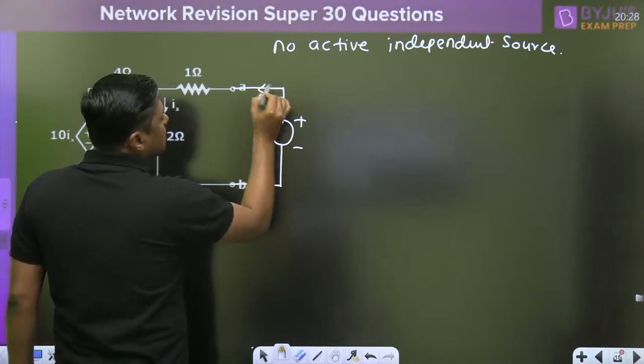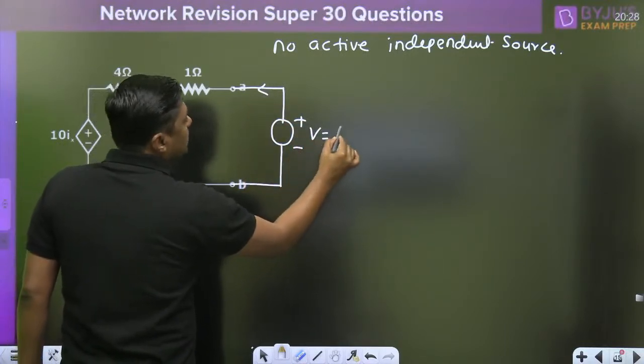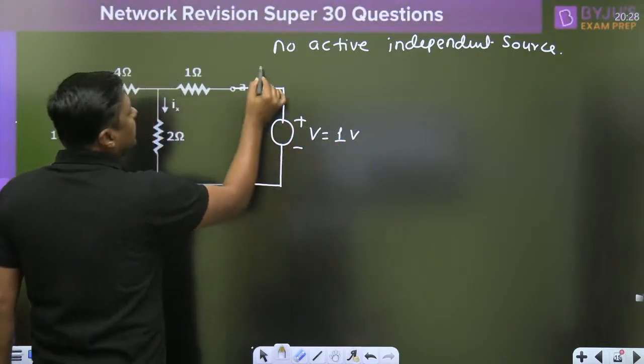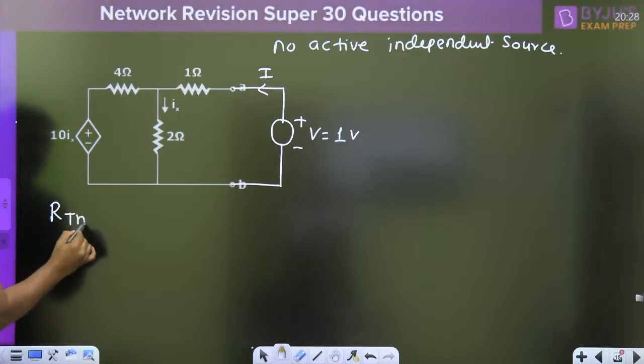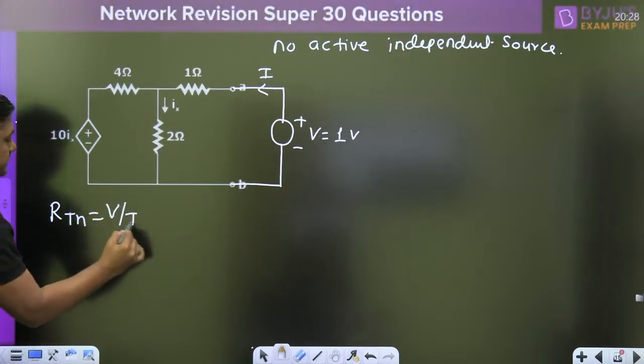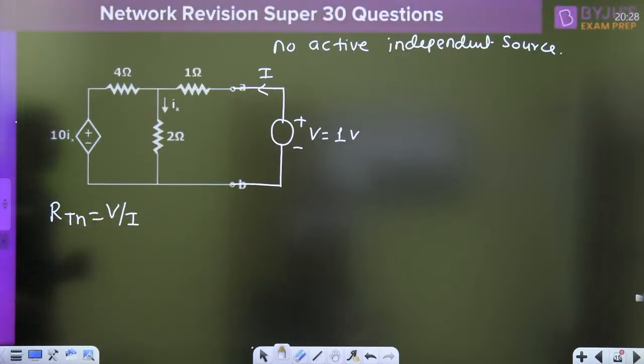Some students apply a V volt battery, or V may be equal to 1 volt, and there is a current I. What is the method? RTH is equal to V by I. That is from Thevenin's theorem.